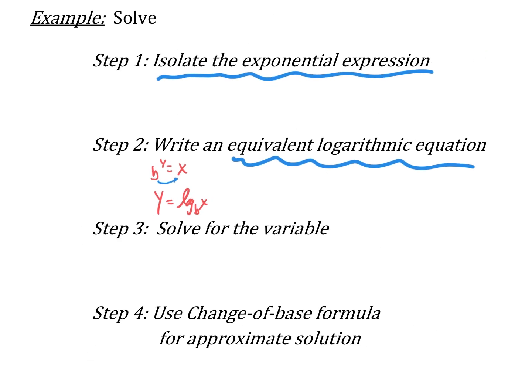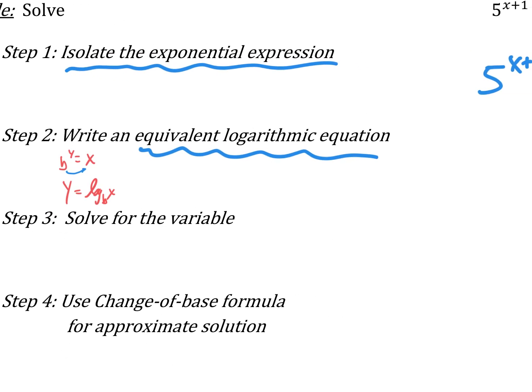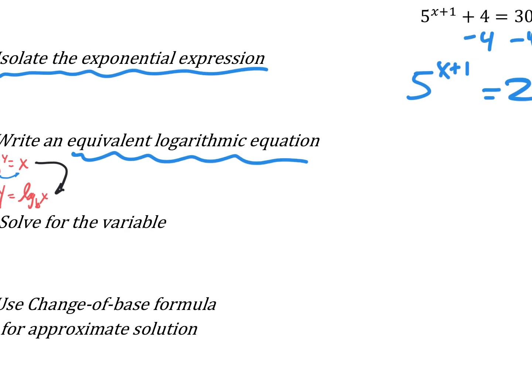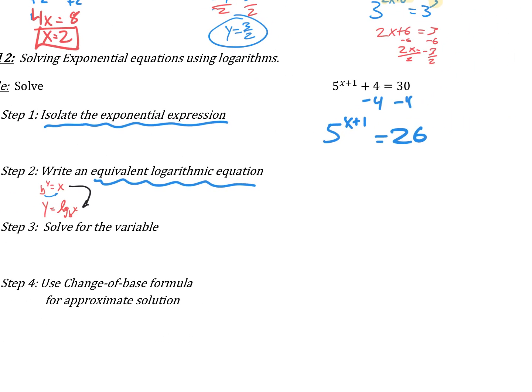Okay, so we can change these. These are equivalent equations. We can change an exponential equation into a logarithm. So let's try that here. Notice we have 5 to some power equals 26. So we're going to take that base. The base of the exponent becomes the base of the logarithm, and that gives us log base 5 of 26. And then we have x plus 1 as the exponent, or the power.